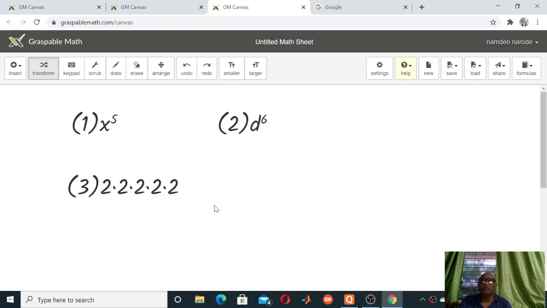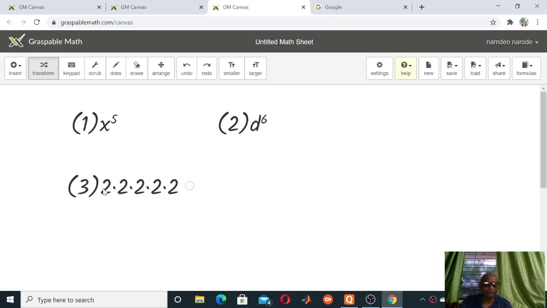Someone among you will say that sir 2 raised to 5 equal to 10, but this is wrong. 2 raised to 5 means not 2 into 5. 2 raised to 5 means multiplying 2 by itself 5 times. Here 2 into 2 into 2 into 2 into 2, 5 times, and therefore we will say that 2 raised to 5 and its value will be 32.